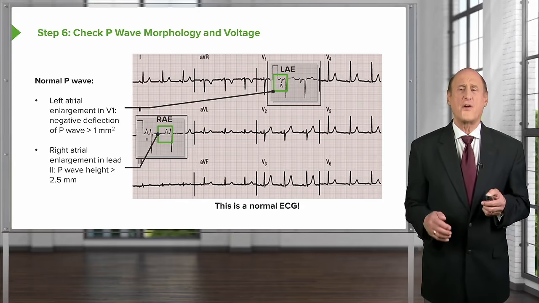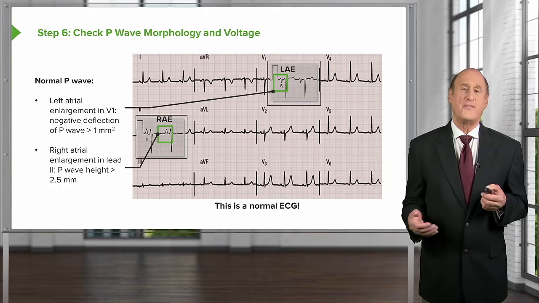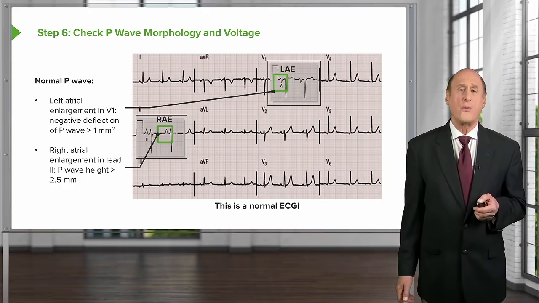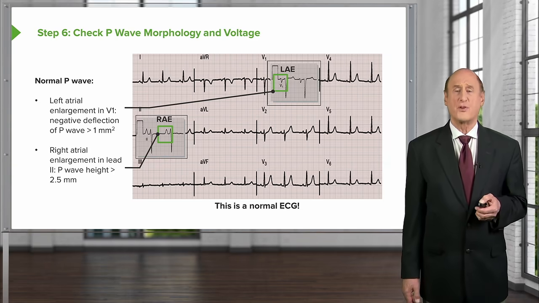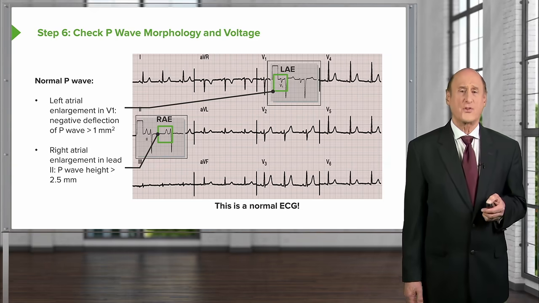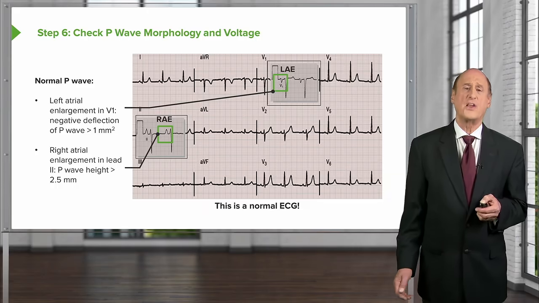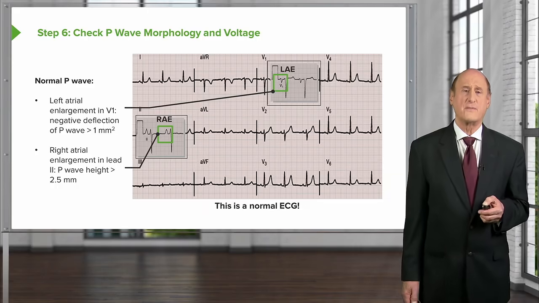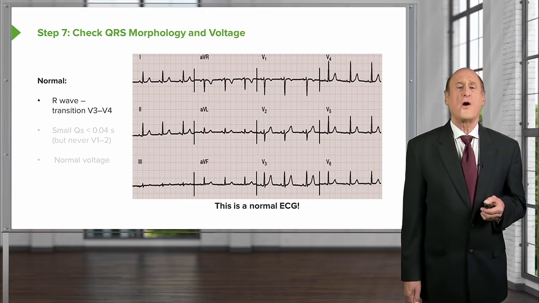Now, these numbers are not anatomically perfect. The echo and the MRI and so forth will be more perfect, but they carry prognostic information. They're very important because when they appear, it really means that there's quite significant either left atrial dilatation or right atrial dilatation. Let's look at the R wave now.